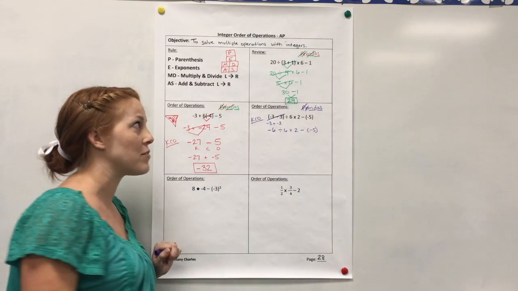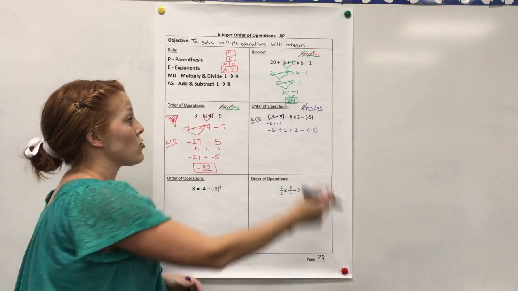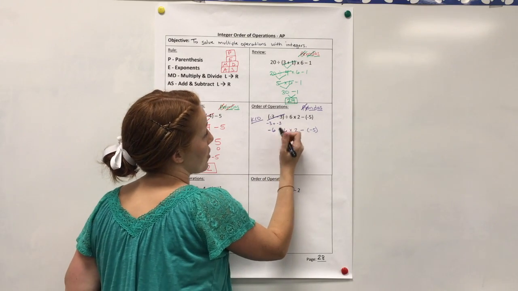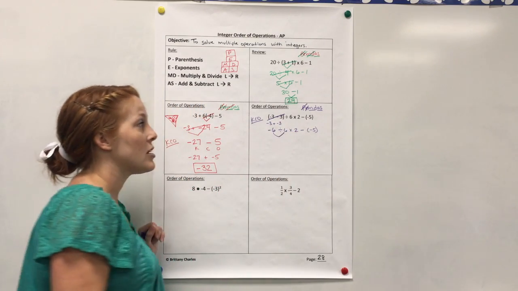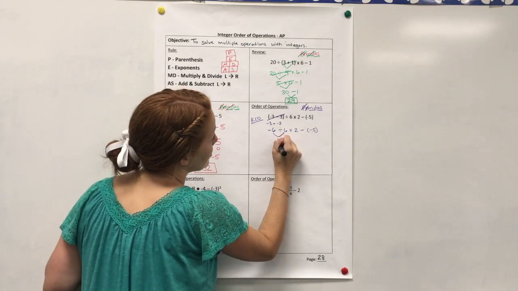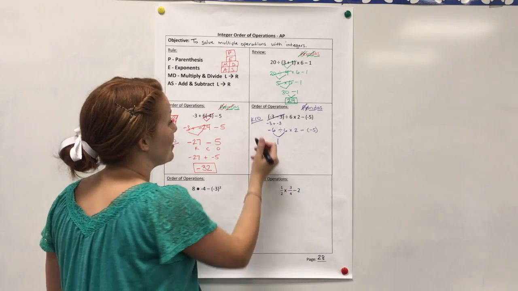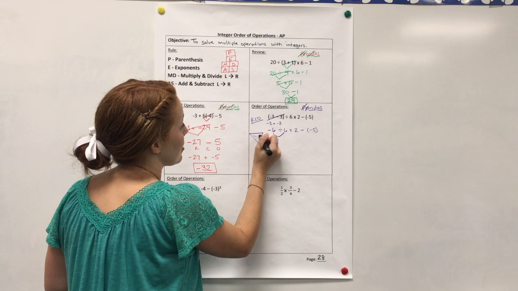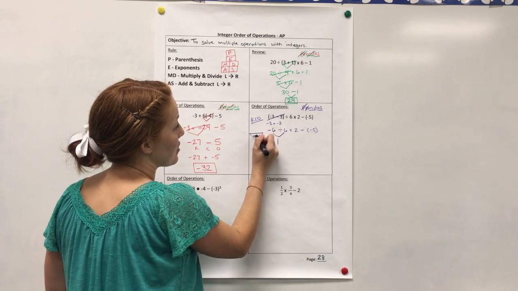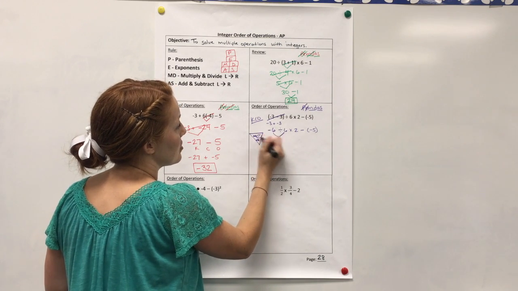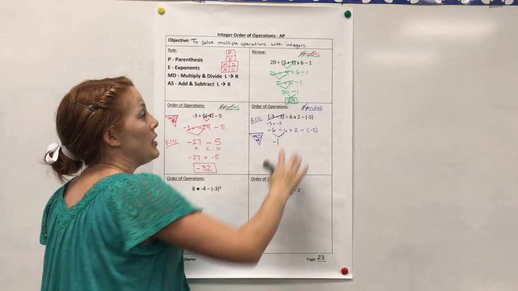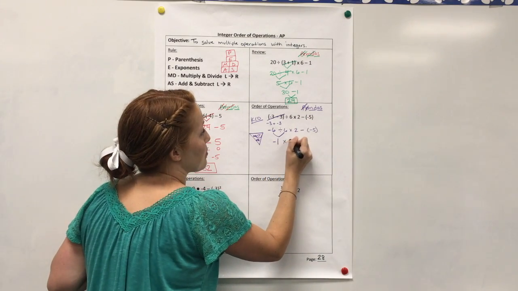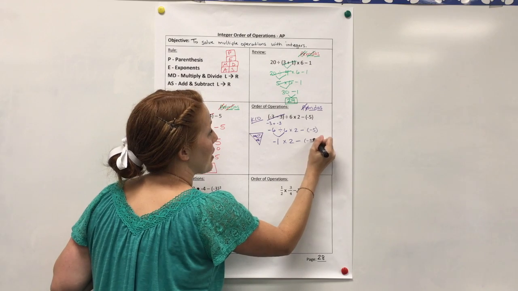So now I'm going to multiply and divide. I have to go left to right. So if I start all the way over here and go over, I get to division first. So 6 divided by 6 is 1. Since I'm dividing with integers, I need to do mad face. I have a negative 6 and a positive 6, so that's negative 1. Bring down, times 2 minus negative 5.